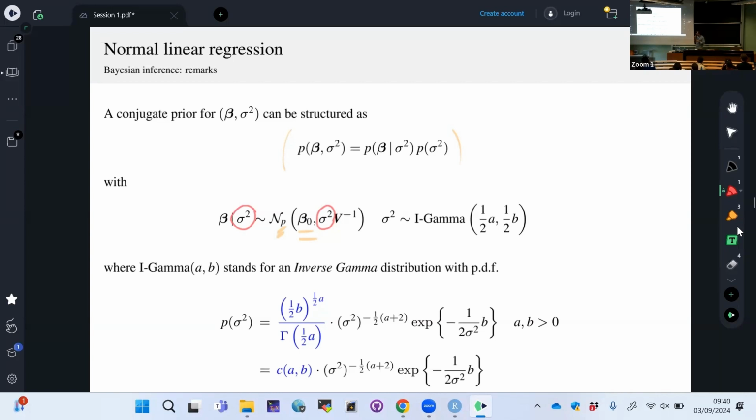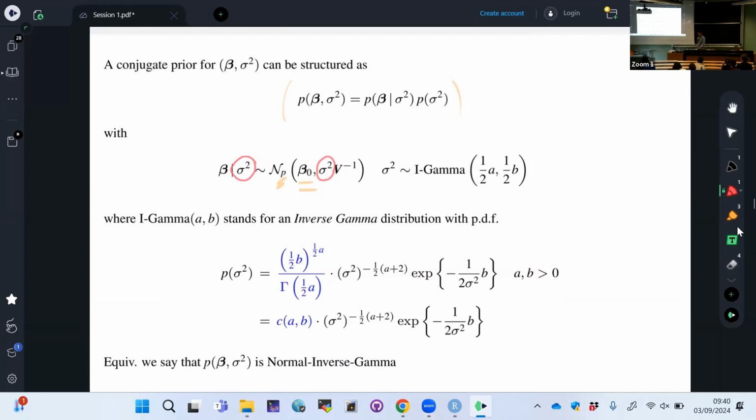We know what the PDF of a multivariate normal distribution is, so for the conditional prior on beta I will not write it again. What about instead the prior on sigma squared? This is an inverse gamma for which you can write the PDF in this form here, where we still have some normalizing constant, which is the blue term, depending on our prior hyperparameters, 1/2 A and 1/2 B, that we can call C_AB. And then we have the kernel of the distribution, which is the black term depending on sigma squared.